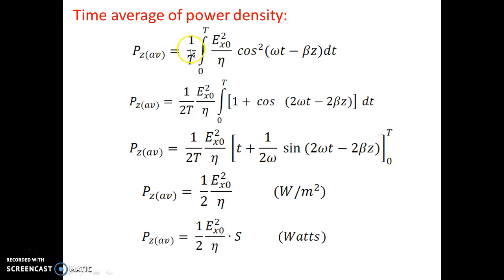If we take the time average of this, cos square of omega t minus beta z is expressed as half of 1 plus cos of 2 omega t minus 2 beta z. If we solve this equation, we reach Pz average equal to 1 by 2 Ex0 square by eta. Using this equation we can find the average power density, in watt per square meter, and if this is multiplied by the area, we can find the power flow in an electromagnetic wave. Thank you.